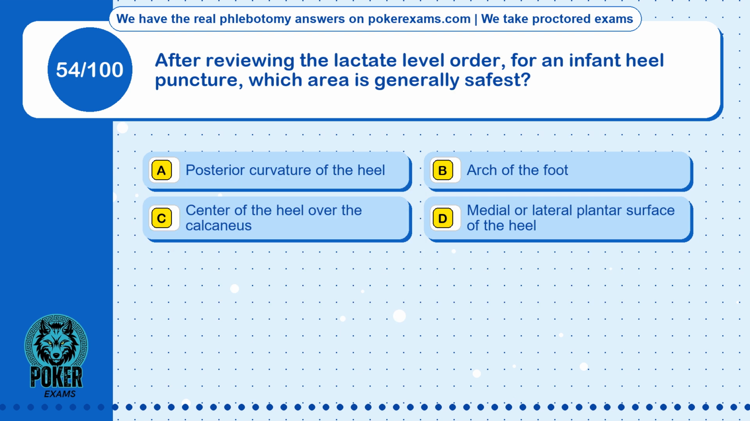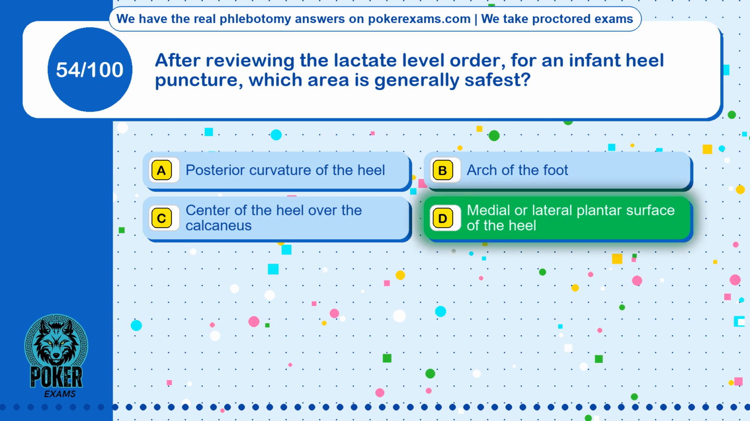Question 54. After reviewing the lactate level order, for an infant heel puncture, which area is generally safest? Option A. Posterior curvature of the heel. Option B. Arch of the foot. Option C. Center of the heel over the calcaneus. Option D. Medial or lateral plantar surface of the heel.